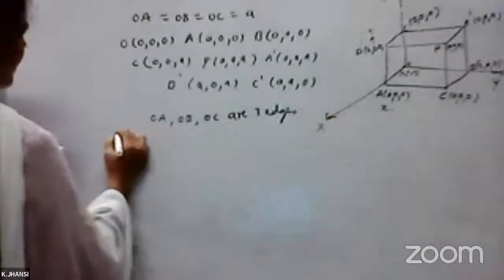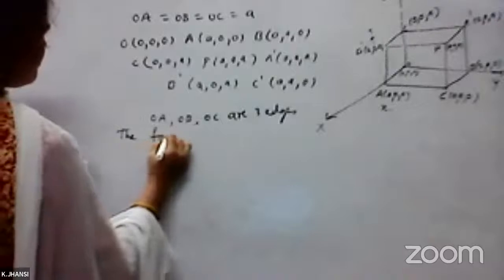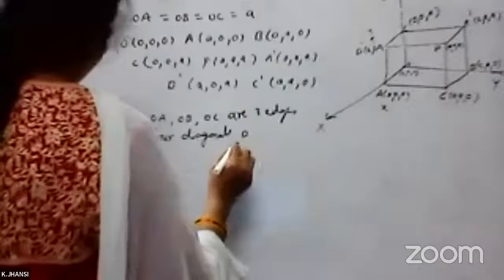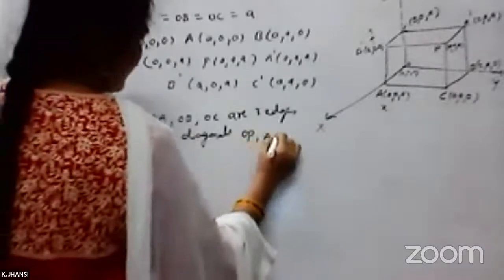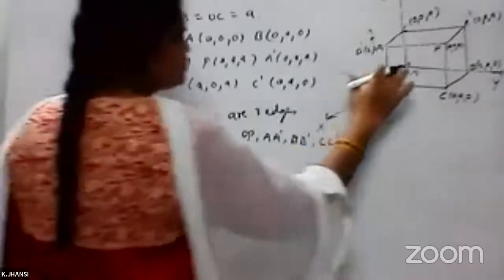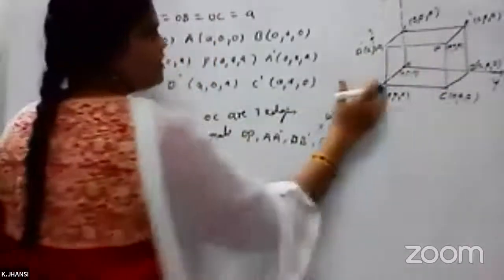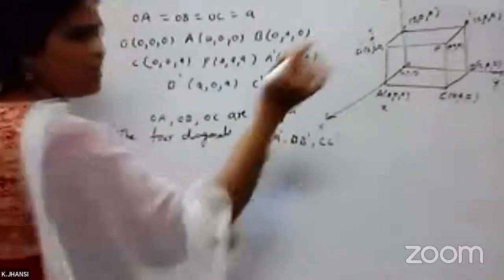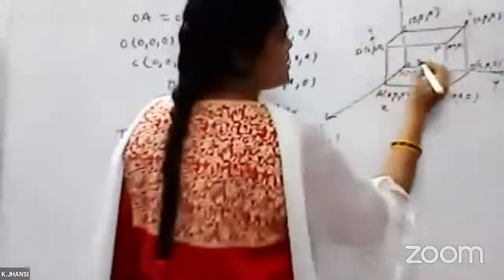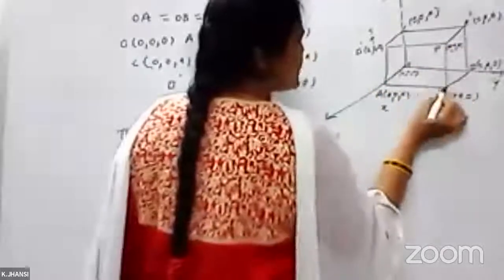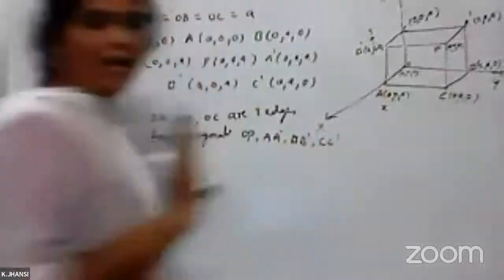And here are the four diagonals. So what are the four diagonals? OP, A A dash, B B dash, and C C dash. So this is one, OP. Next we have A and A dash. Next B and B dash, C and C dash. If you draw them, it will become clear, you may not understand otherwise. So this is one, this is B to B dash, next C to C dash. So four diagonals will be there.